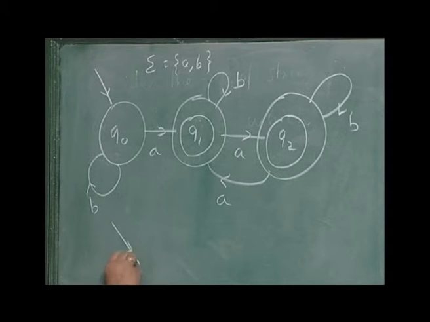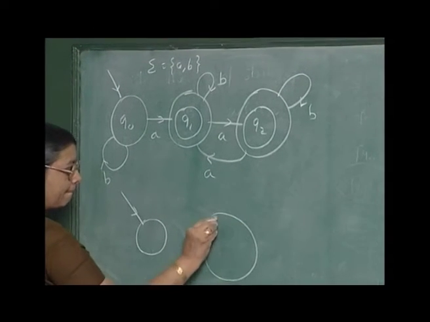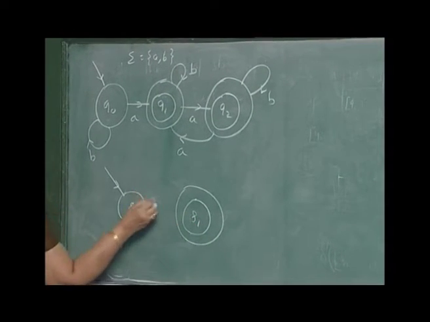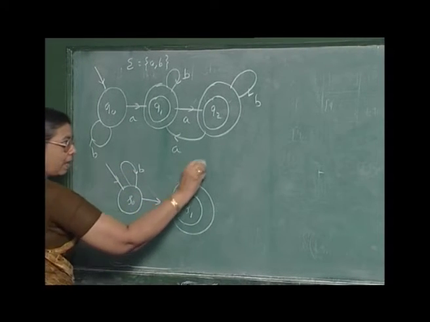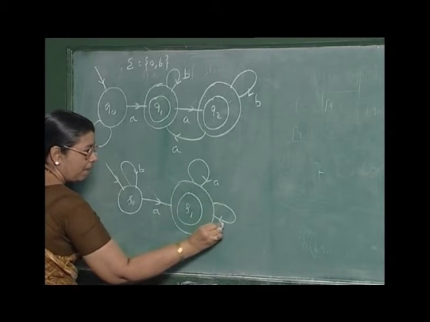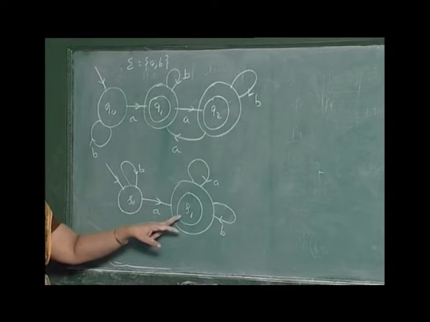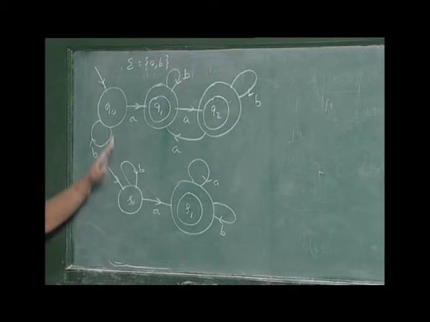Now, look at this diagram. I will call the states just S0, S1 instead of Q0 and so on. What is the language accepted by this machine? It is the same. Any string of B's will not be accepted, but if you get at least one A, you go here and you can read any other string afterwards. So, these two automata are equivalent, they accept the same set of strings.